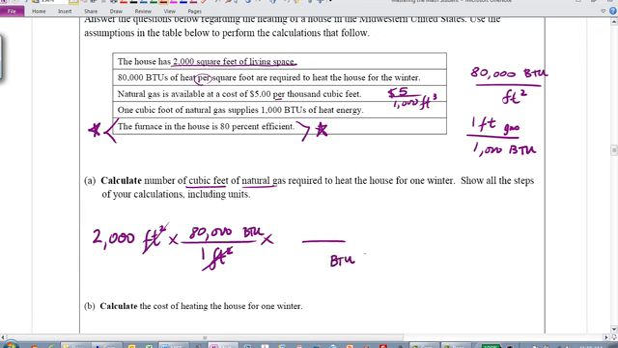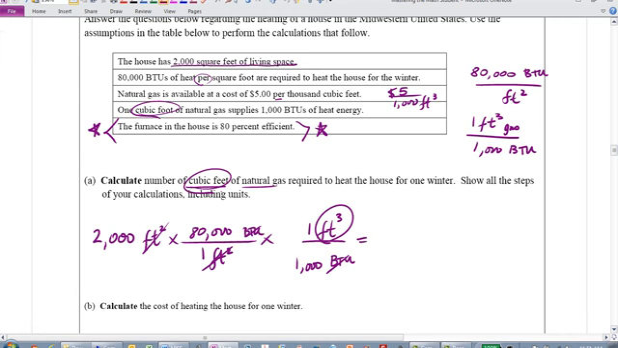Can I do that? Yes, I can, because I was told there's 1,000 BTUs for 1 cubic foot of gas. I didn't put my cube on there. So now I've got to calculate the cubic feet of natural gas. I'm good. What else do I need to know? I think that's it. I don't need this one. So, cubic feet, everything else is canceled out. Life is good so far.